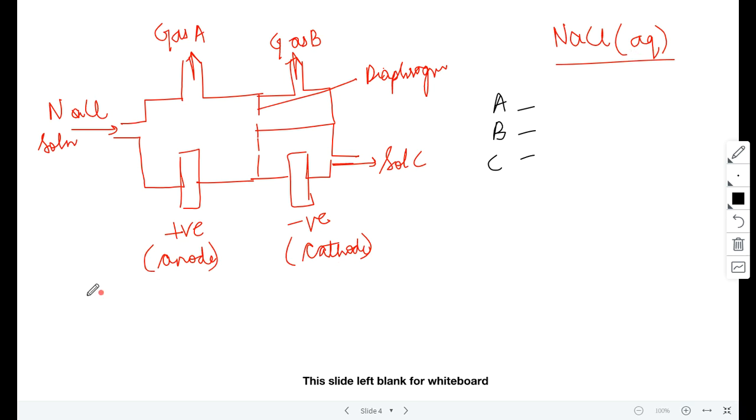I am talking aqueous. That means you have Na positive, H positive, Cl negative, and OH negative. Let's try to solve this. So now, what happens at the anode? Loss of electrons. And the loss of electrons means oxidation.